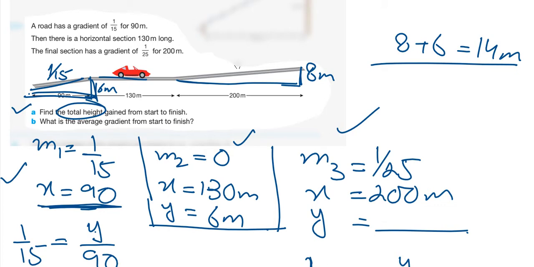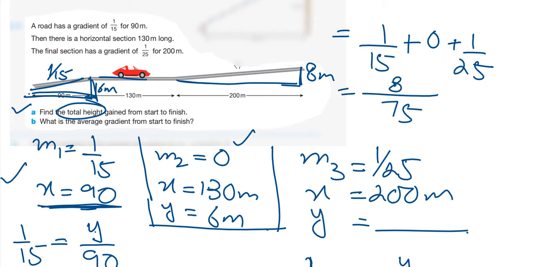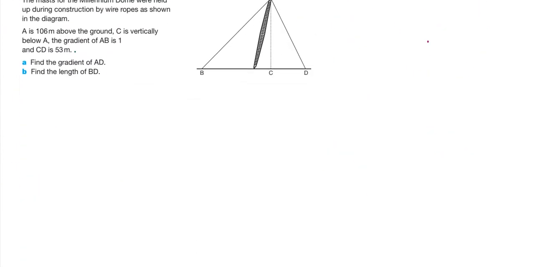So what will be the average gradient? You know that 1 over 15 plus 0 plus 1 over 25. So the average gradient will be equal to 1 over 15 plus 0 plus 1 over 25, and after doing this whole thing we will get 8 over 75, and when we divide this whole thing by 3, because we are taking the average gradient, we'll get approximately 1 over 30. Yeah, that's the average gradient. That's all a mess.